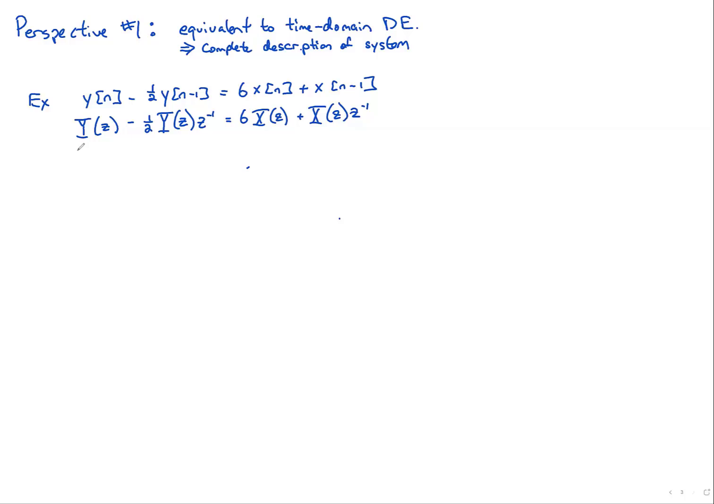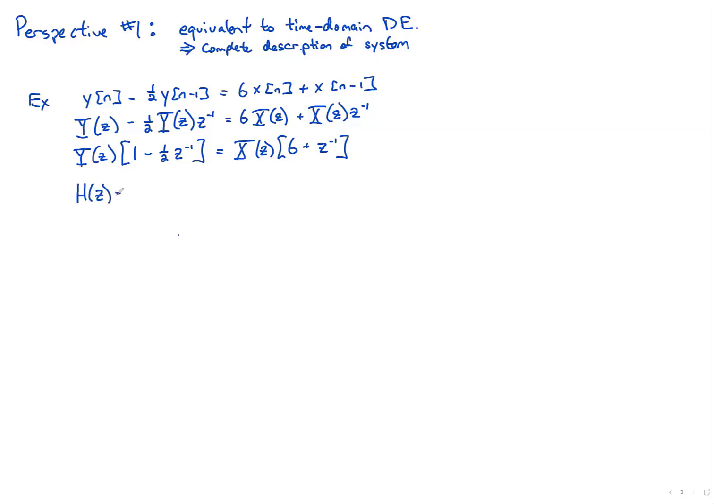So now we can group our y of z's and our x of z's together. And what we're trying to do, big picture here, is come up with the system transfer function. And by grouping them using the distributive property, we only have one mention of our x of z and one mention of our y of z. And now we can create our transfer function.